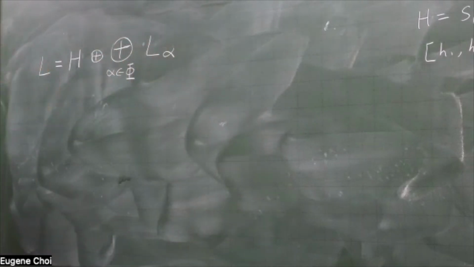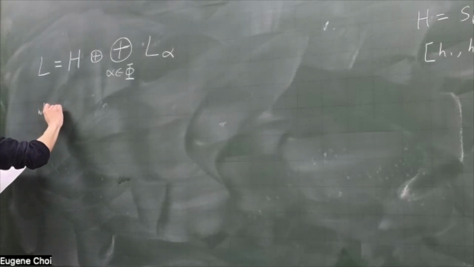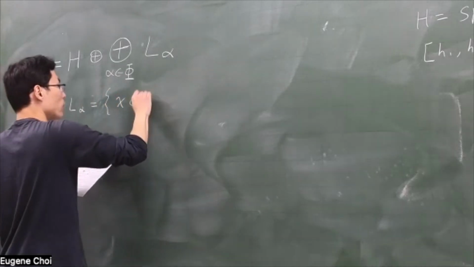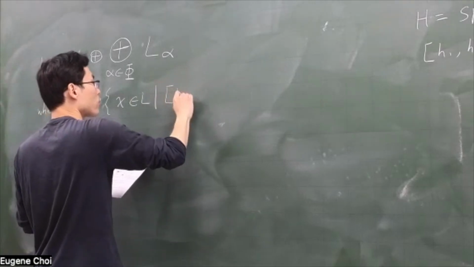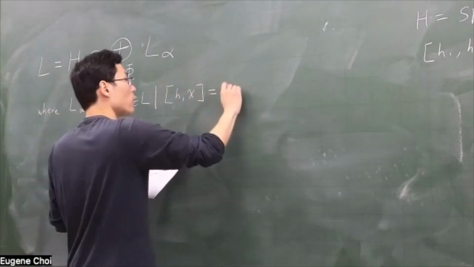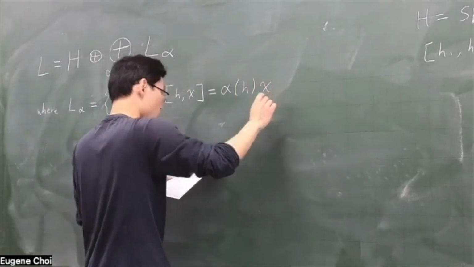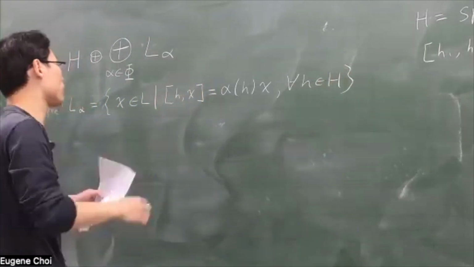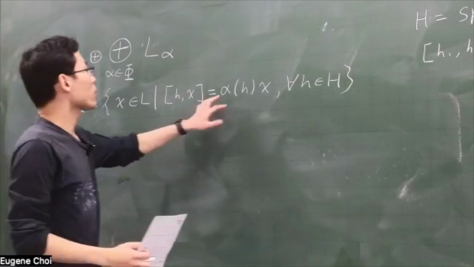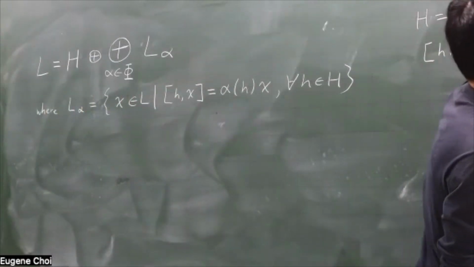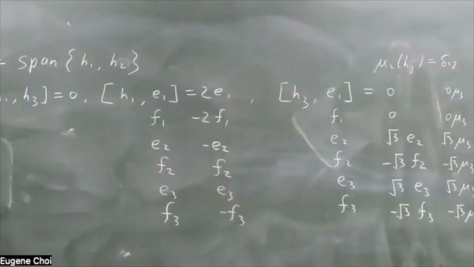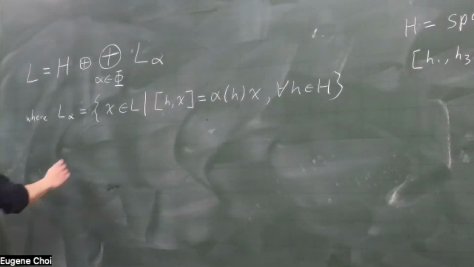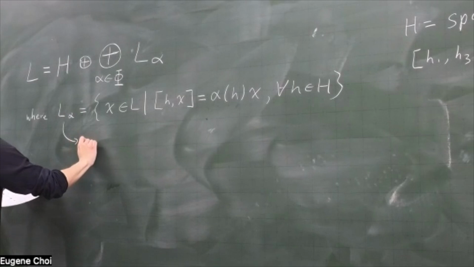They're labeled by alpha, where L_alpha is the set of elements in this Lie algebra such that h of x is given by this thing for any h in the Cartan subalgebra. So for example, here this alpha(h) is just 0, mu 3, 0, mu 3, square root mu 3, etc. So this is called the root space.